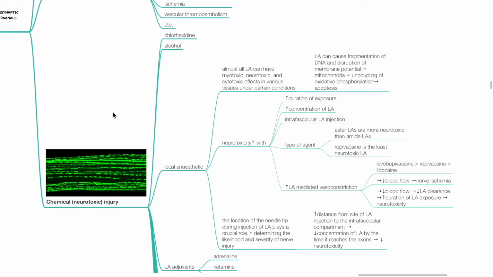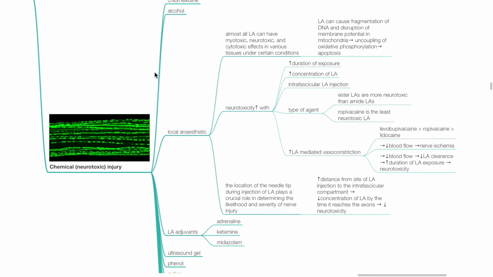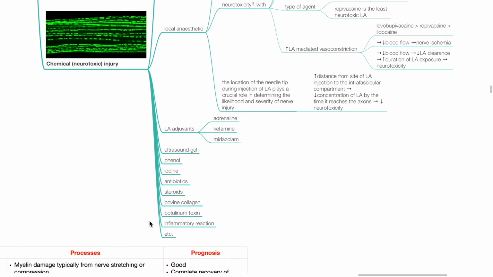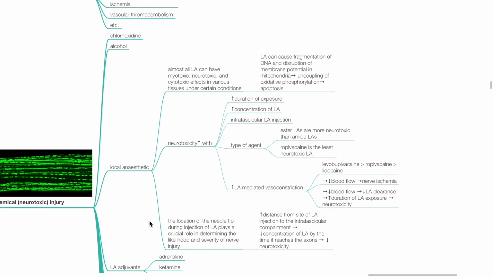Chemical or neurotoxic injury can be caused by various chemicals such as chlorhexidine, alcohol, local anesthetic, LA adjuvants such as adrenaline, ketamine, and midazolam, ultrasound gel, phenol, iodine, antibiotics, steroids, bovine collagen, botulinum toxin, inflammatory reaction, etc. Regarding LA, almost all LA can have myotoxic, neurotoxic, and cytotoxic effects in various tissues under certain conditions. LA can cause fragmentation of DNA and disruption of membrane potential in mitochondria, resulting in uncoupling of oxidative phosphorylation and apoptosis.